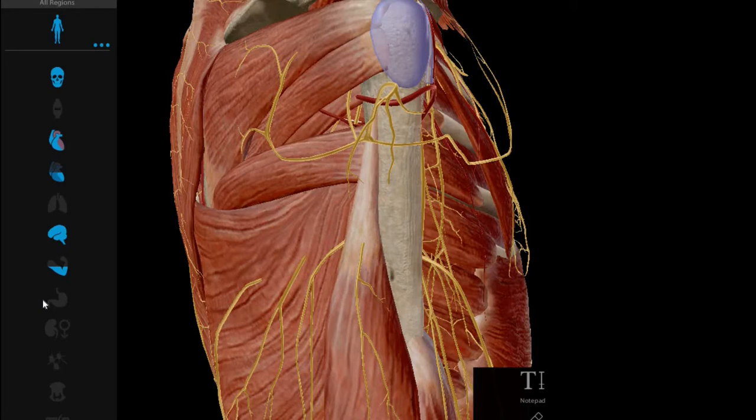So guys, let's come back to the topic. Our topic is the radial nerve. So guys, the radial nerve is the largest nerve of the upper limb and originates from all the roots of the brachial plexus, that is from C5 to T1 root.